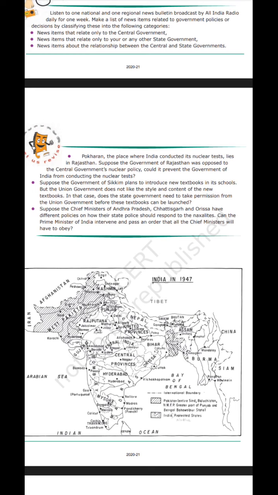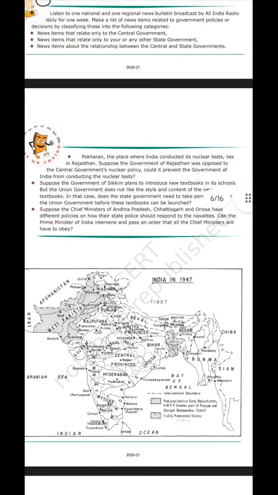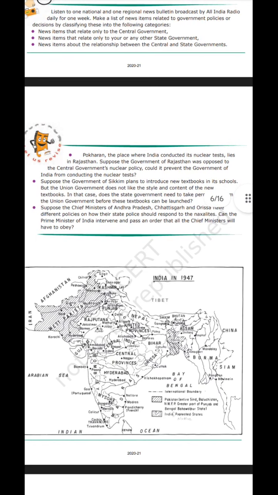Suppose the government of Sikkim plans to introduce new textbooks in its schools, but the union government does not like the style and content of the new textbooks. In that case, does the state government need to take permission from the union government before these textbooks can be launched?